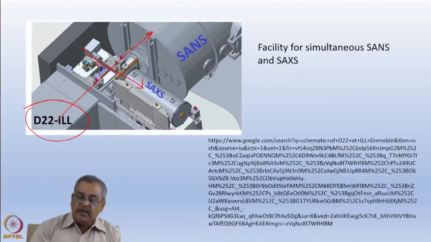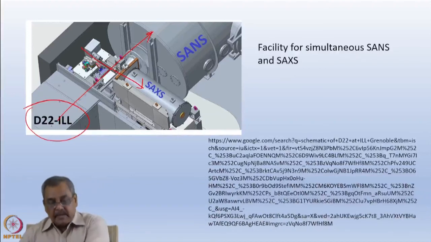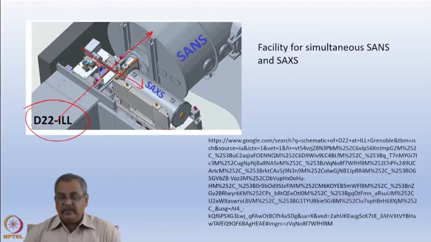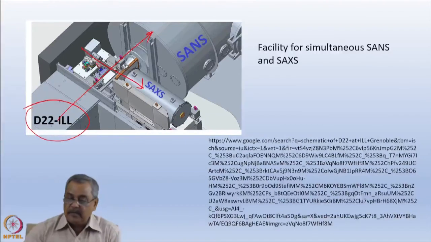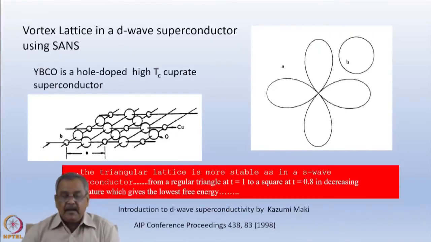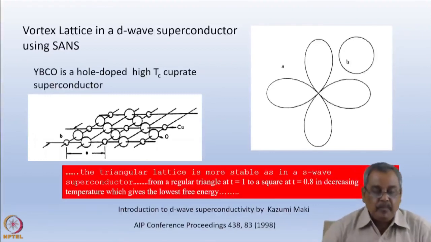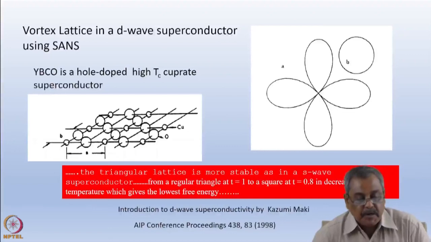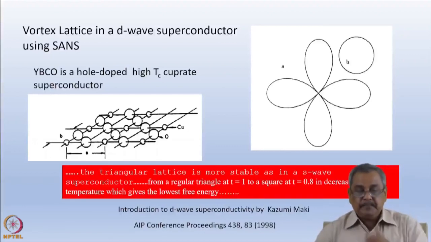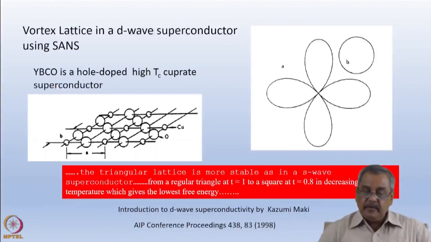This is what I was talking about: in our system we had to take out the sample from MSANS and collect the SAXS data. Here you can do it at the same time in D22. Now I'll go back to the vortex lattice, the vortex lattice in a D-wave superconductor using SANS. That is my target. So I talked to you about the type 2 superconductor in which there are vortices.